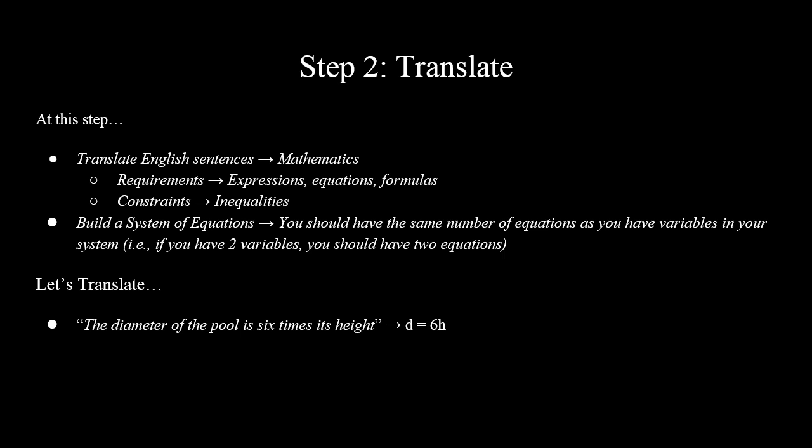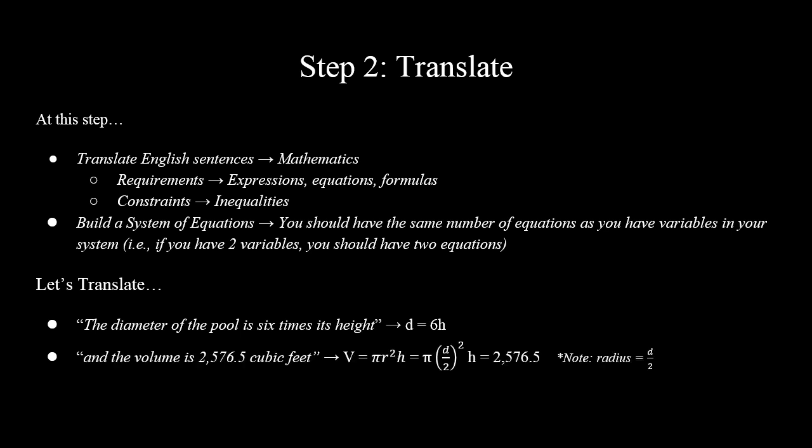The first sentence I'm going to deal with in our translation is: the diameter of the pool is 6 times its height. Right? 6 times means we're multiplying by a factor of 6. And what are we multiplying by a factor of 6? Well, the height. When you see the word "is" in a sentence, like "the diameter of the pool is," that implies equality. So we're saying that the diameter is equal to 6 times the height. And you can see I've now taken that sentence and translated it to D equals 6H, using my smart labels: the diameter is equal to 6 times the height.